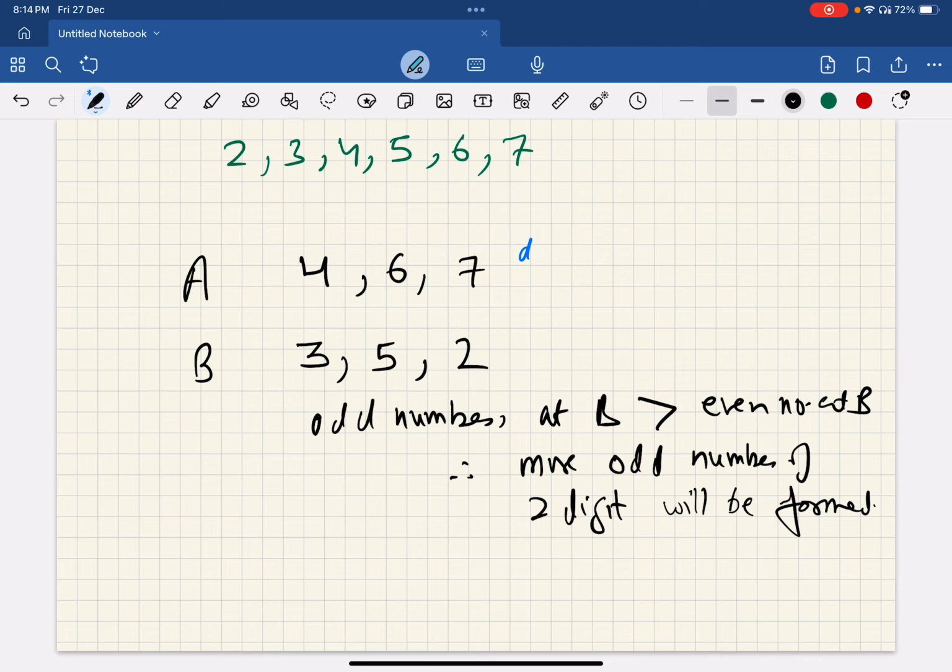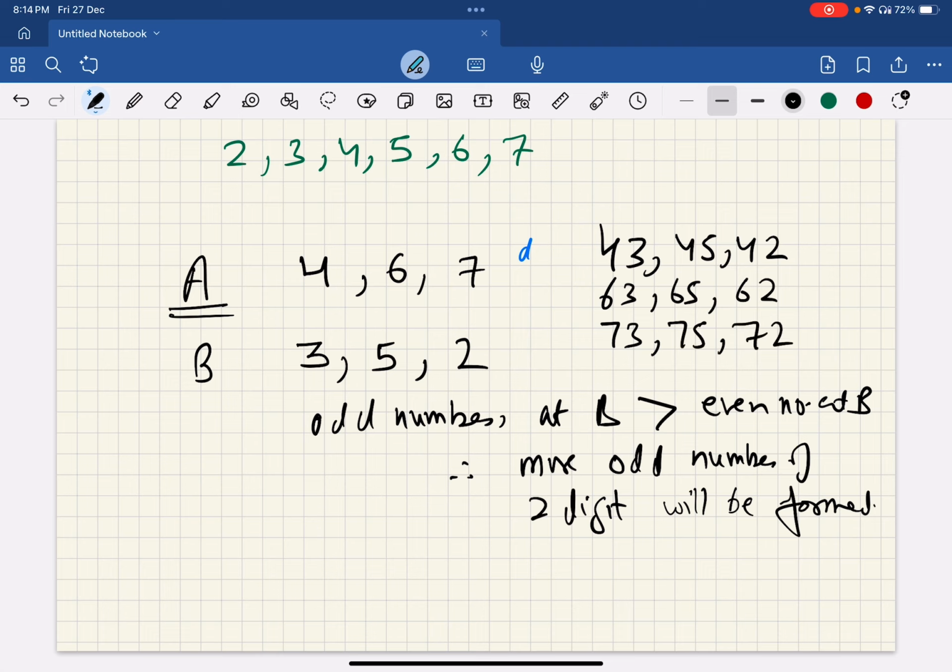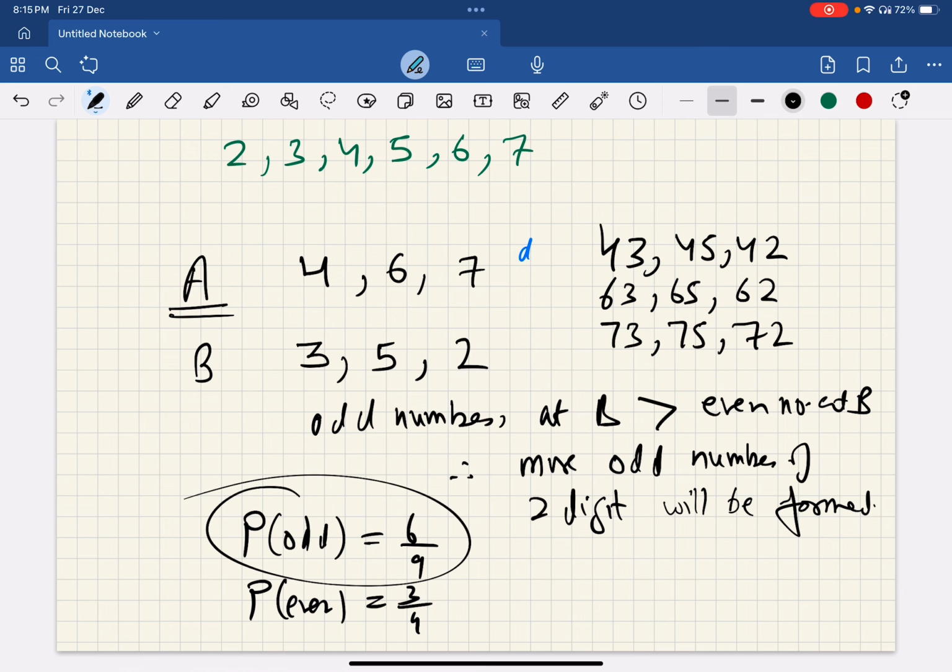So what would be your combination? You can just show 43, 45, 42, 63, 65, 62, 73, 75, 72. If you want, you can show this. And then what will you show? So there are total how many? Nine two-digit numbers are formed, out of which six are odd. So the probability of getting an odd number is 6 by 9, while the probability of getting an even number is just 3 by 9. So you can see that this is greater.